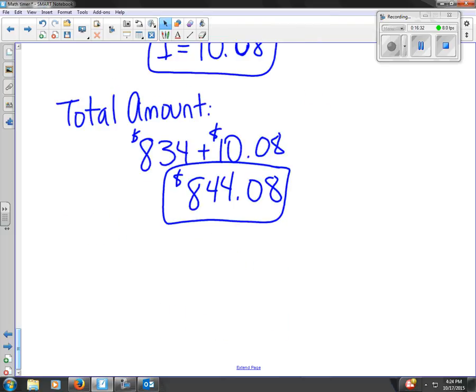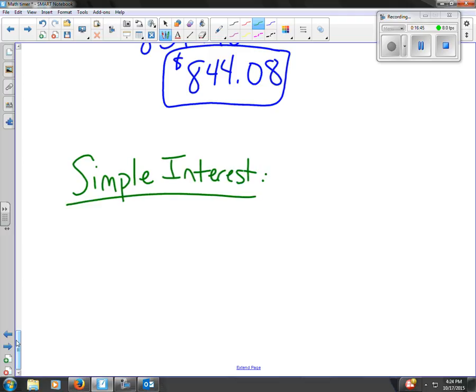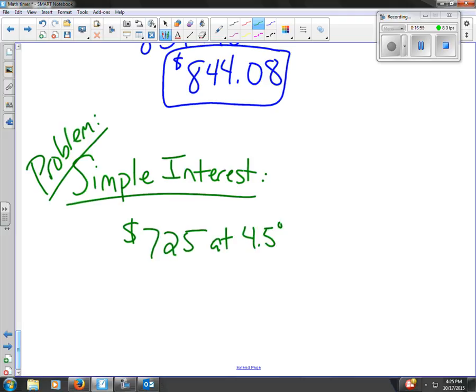Your question for class next time. This is just find the simple interest. Just find the I. That's all you want to do. So this is the problem for next class. Here we go. It's $725 at 4.5% for 4 years.